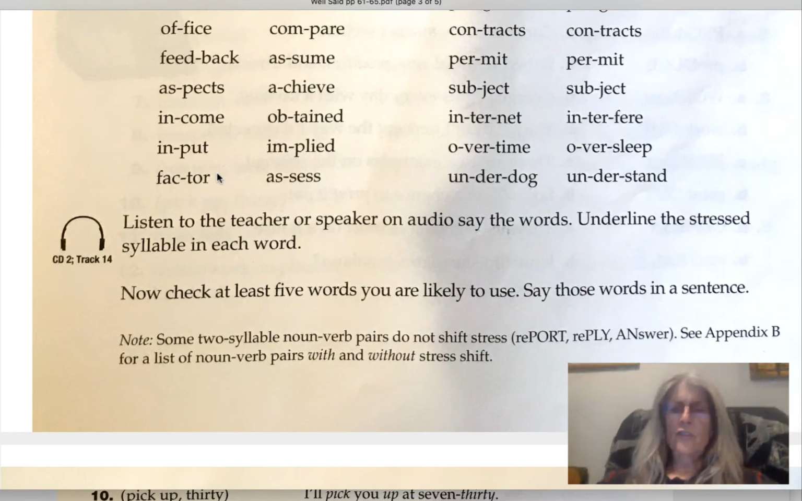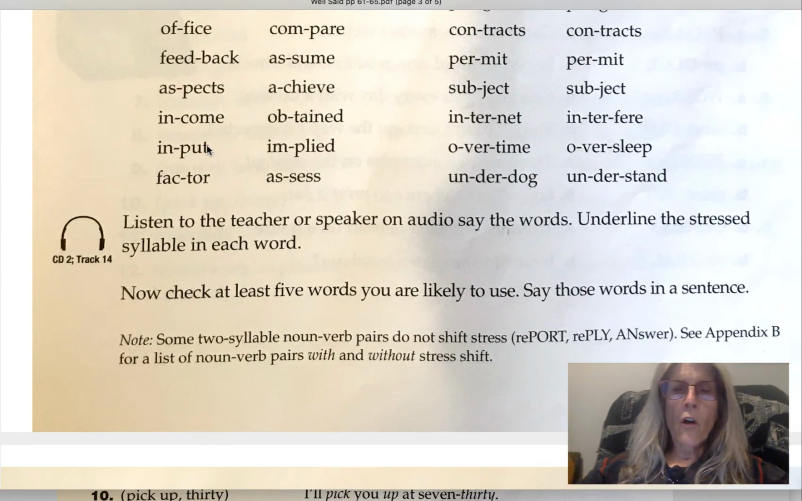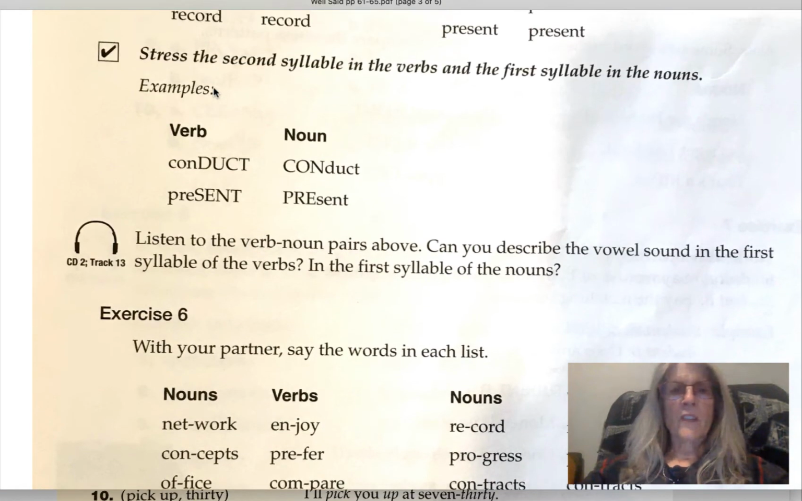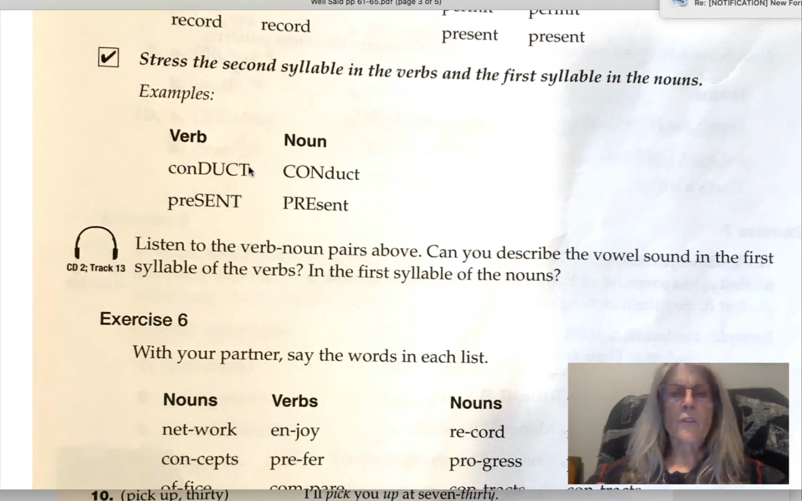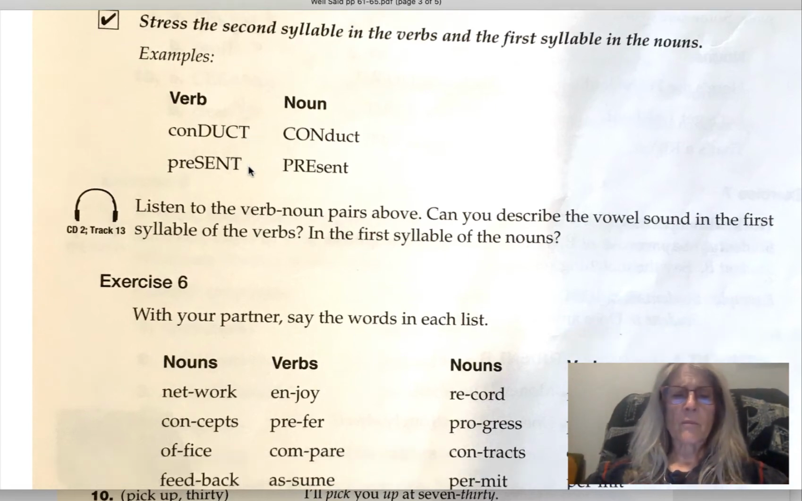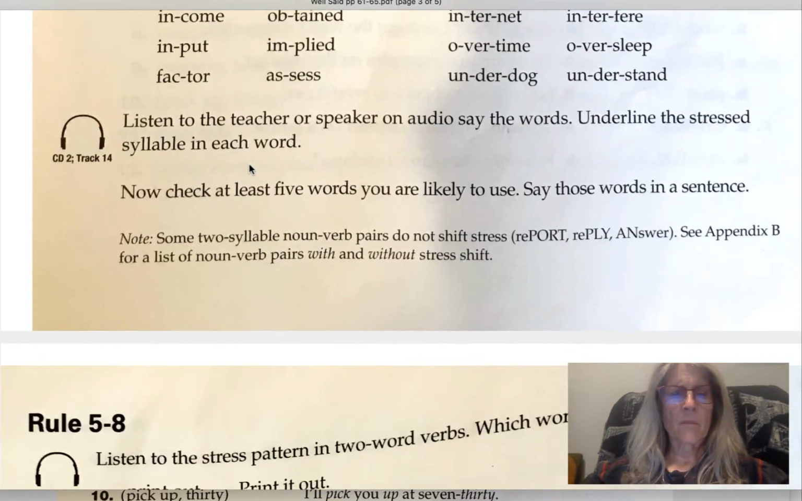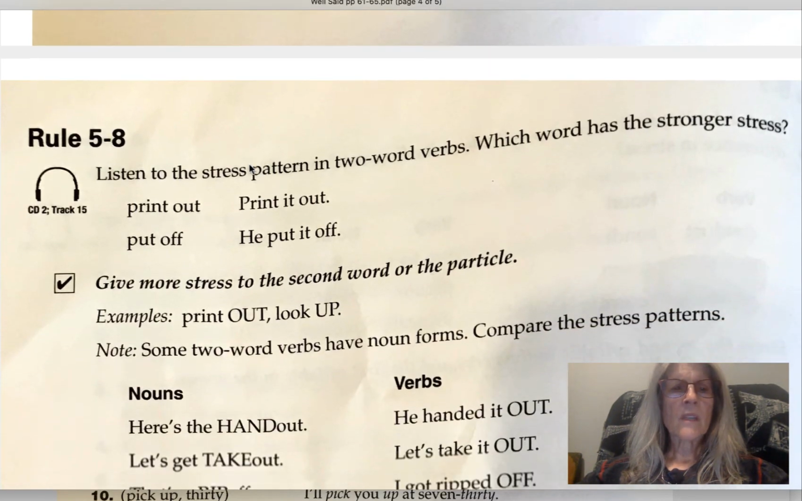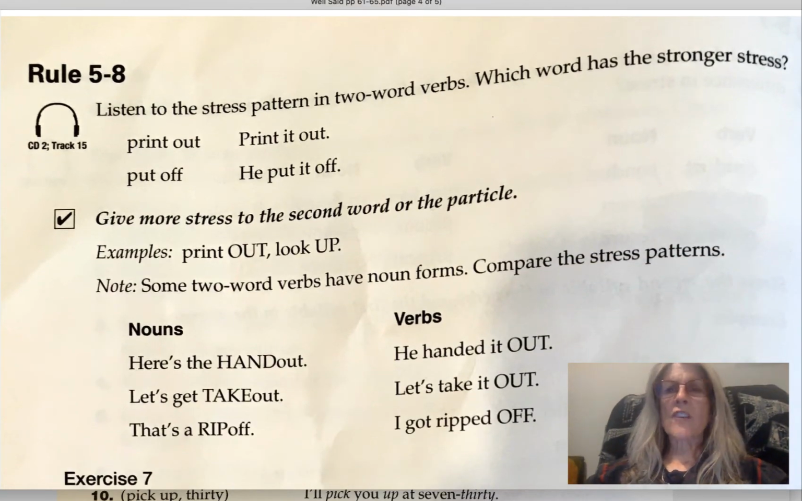Okay, so it's just a note that not all of these words that have either a verb or a noun component to them change stress, but many, many, many do. All right, let's go to the next one here. Let's go to Rule 5-8.